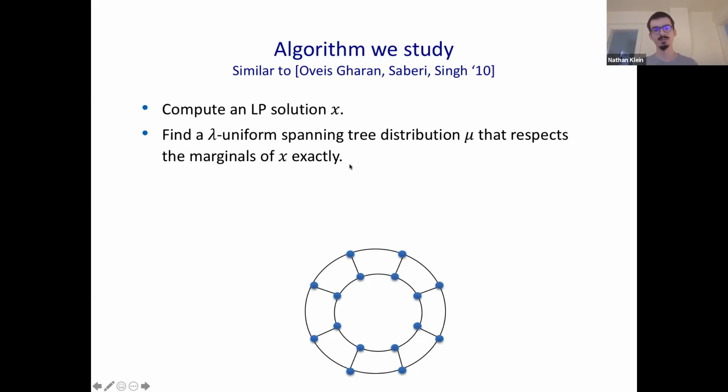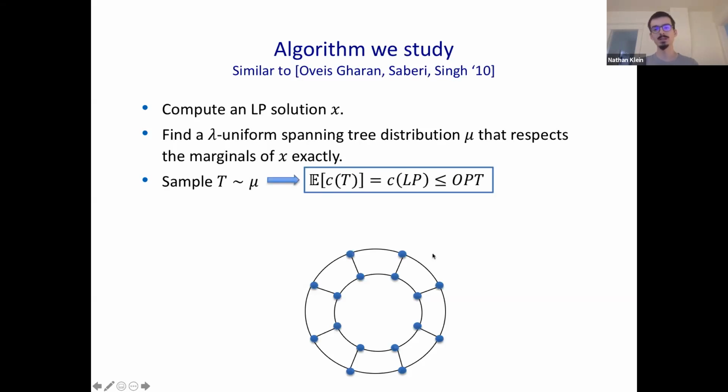of X. And there is a small issue here, which is that the LP solution X is in the TSP polytope, not the spanning tree polytope. But it turns out this is easy. It's easy to convert a point in the TSP polytope to one in the spanning tree polytope, sort of without loss. So this is not an issue. And now we choose a spanning tree T from mu at random. And due to this marginal preserving property, in expectation, it costs at most opt.